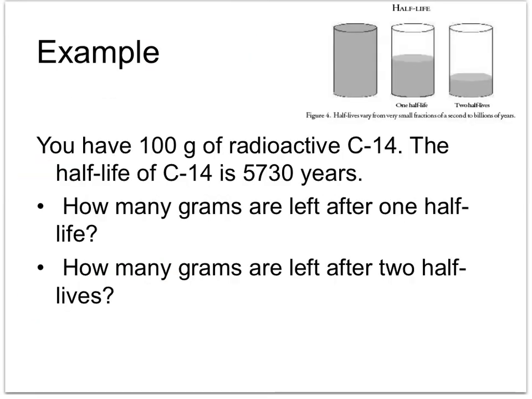So let's take a look at our first example. We have 100 grams of radioactive carbon-14, and the half-life of carbon-14 is 5,730 years. We want to know how many grams would be left over after one half-life. In this type of question, the half-life time is not of importance here. We know that we're going through one half-life, and so if we originally start off with 100 grams and we cut it in half once, 50 grams would remain.